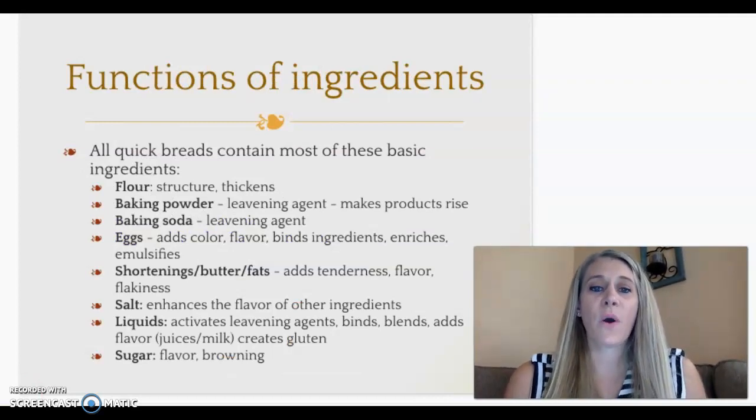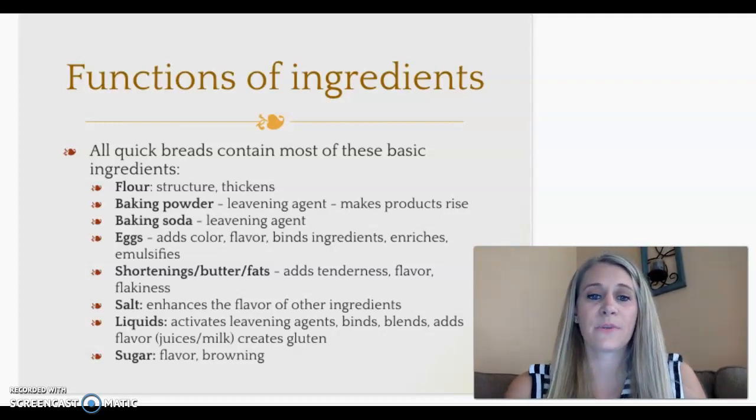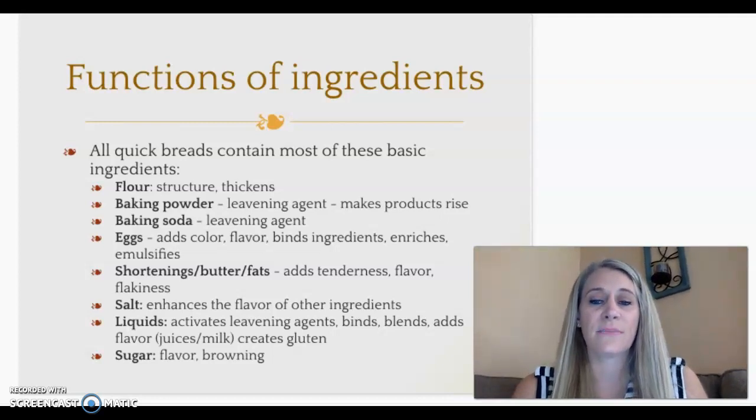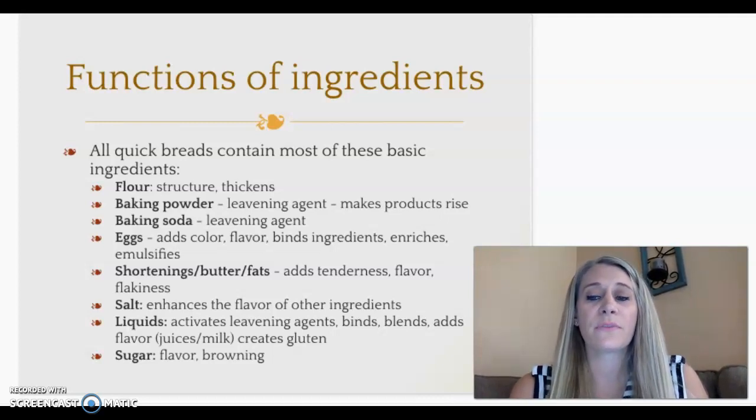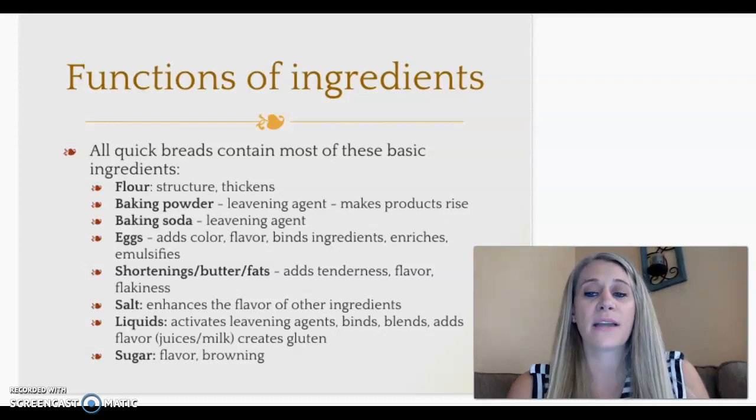Functions of ingredients. All of your quick breads have these ingredients in common. The first one is flour. This provides structure and it also thickens the product. Baking powder is one of your leavening agents. It makes the product rise. Baking soda is also a leavening agent. Baking soda most often makes something spread, whereas baking powder makes something rise up. Think of powder. Something's going to grow, get taller.